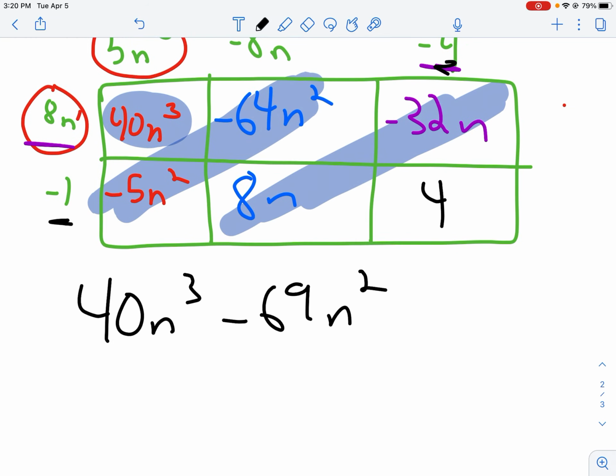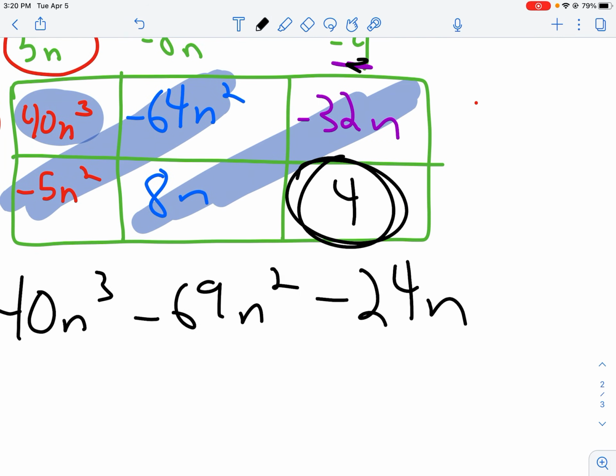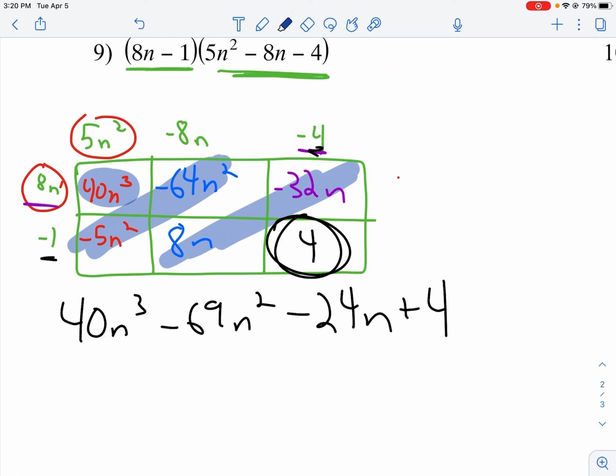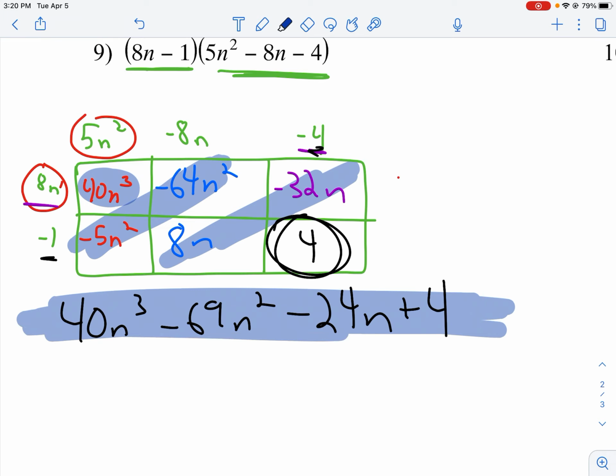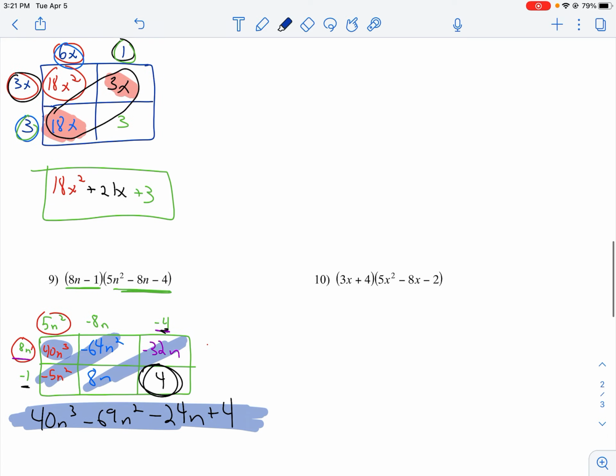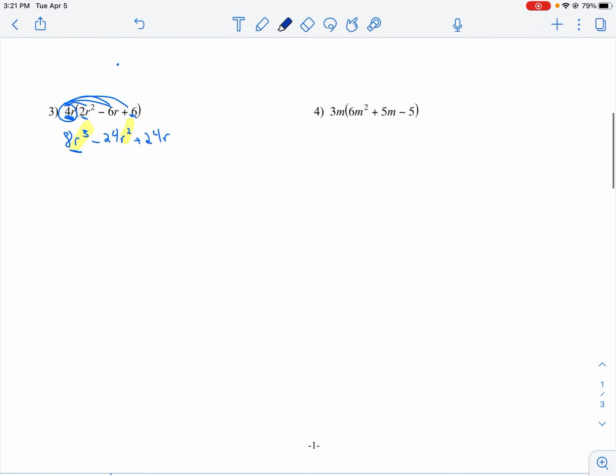If I take a look at my n terms, n to the first terms, 8n plus negative 32n, when I combine them, is a negative 24n. And then finally, I have this 4. There's no other constant terms in the box, so when I combine it, I just have a positive 4. And again, my answer is written in order from highest to lowest for my final answer. Your homework tonight is to complete all of the even questions.